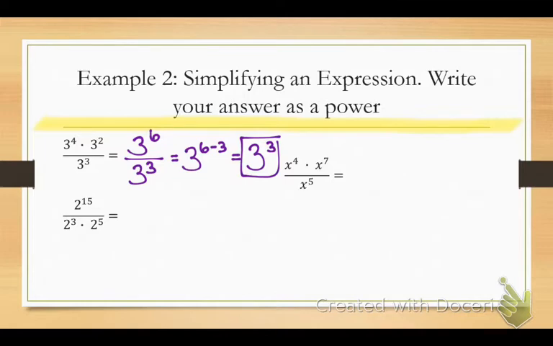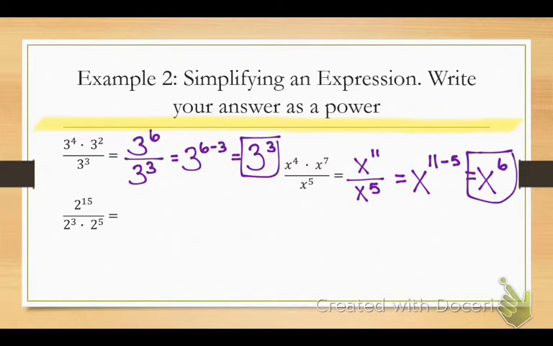Added the 4 and 7. What'd you get? X to the 11th. Did you guys get that? Yeah. X to the 11th power over x to the 5th power. All right. How can we get to our answer now? Would we add 11 plus 5? Would we multiply? Would we subtract? What do we do? How do we know we subtract? Because it's division. 11 minus 5 equals x to the 6th power. Okay? X to the 6th power.